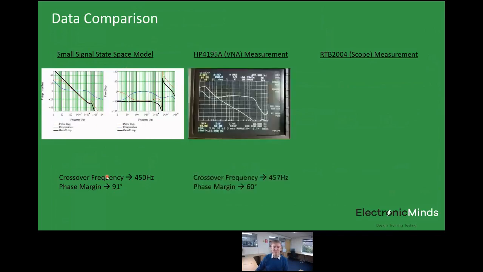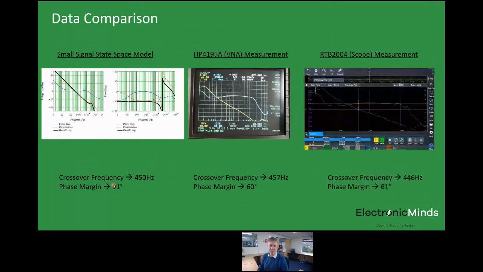The measurement of the actual system on the vector network analyzer, we saw a crossover frequency of 457 hertz, so very, very close to what the analytical model predicted. But the phase margin's a lot lower. It's only 60 degrees compared to the 91 degrees that we were expecting. And then the scope measurement for comparison, we got a very similar crossover frequency, 446 hertz, and the phase margin, again, about 61 degrees. So the conclusion there really is that the crossover frequency prediction is very close, but the phase margin is still adequate in the measurements, but it's lower than what we expected from the analytical approach.